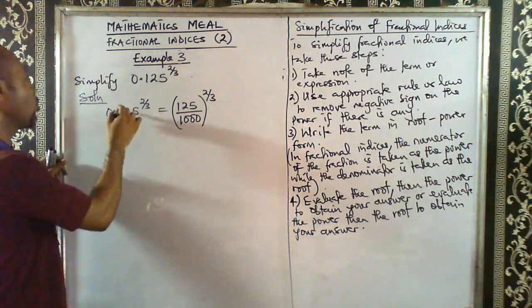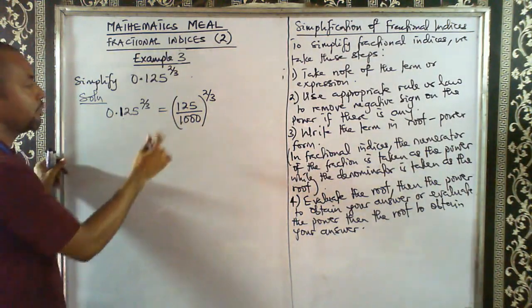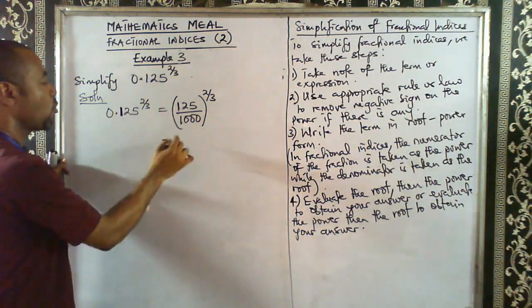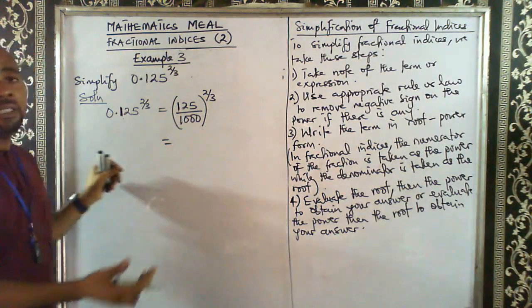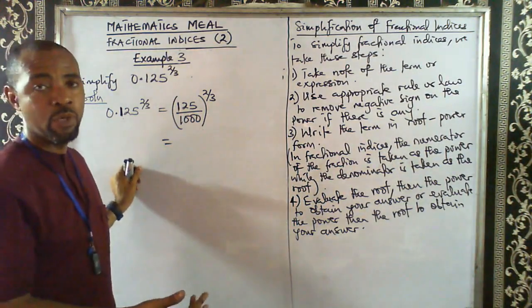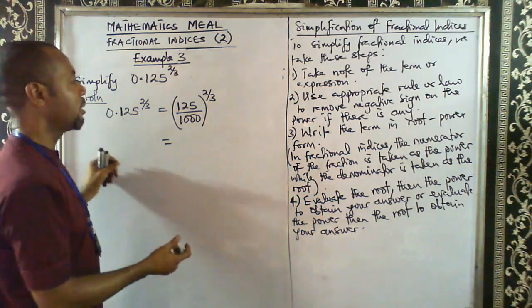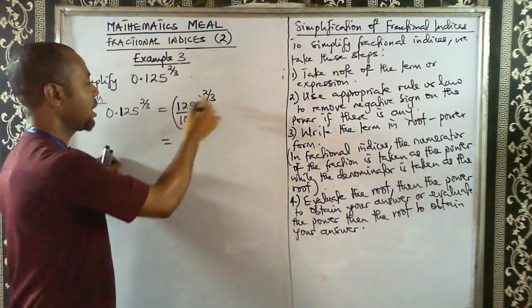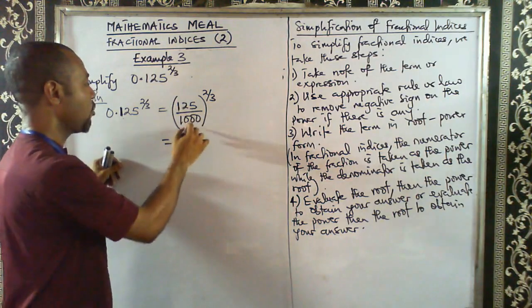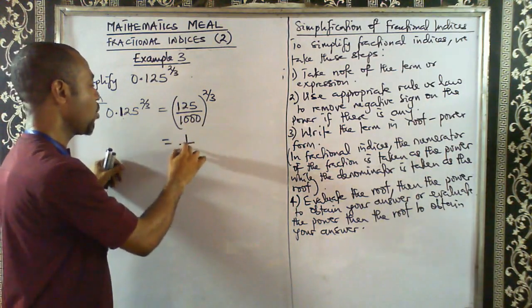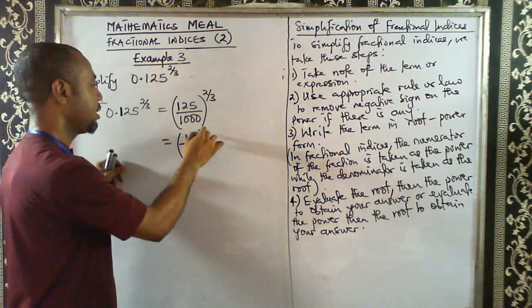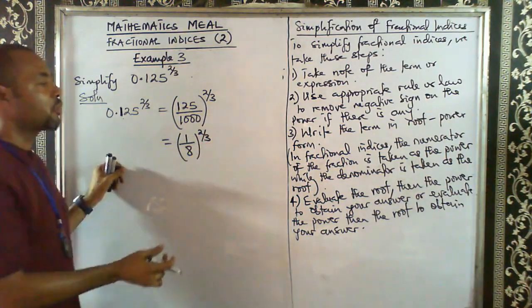Now, if we go further with this, we can check this and discover that we can actually reduce it to lowest term. Yes, you can. You can reduce it to lowest term, because by the time you start dividing, 125 over 1000 will give me 1 over 8. You can try that. So I can reduce this to lowest term.